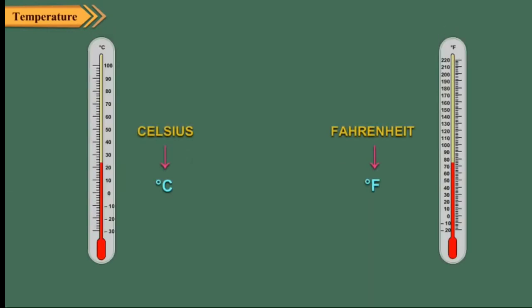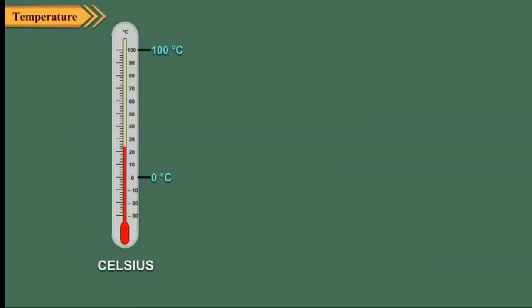We use a thermometer to measure temperature. We have two units to measure temperature: degree Celsius and degree Fahrenheit. The Celsius scale, also known as the centigrade scale, is marked from 0 degree Celsius to 100 degree Celsius. 0 degree Celsius shows the melting point of ice, and 100 degrees Celsius shows the boiling point of water. Here the range is divided into 100 equal parts.